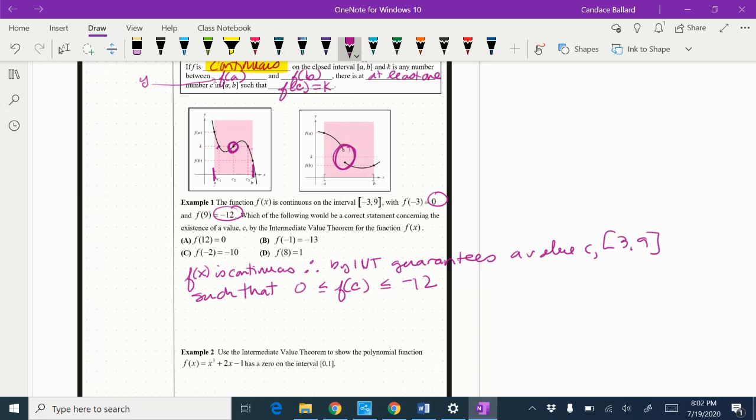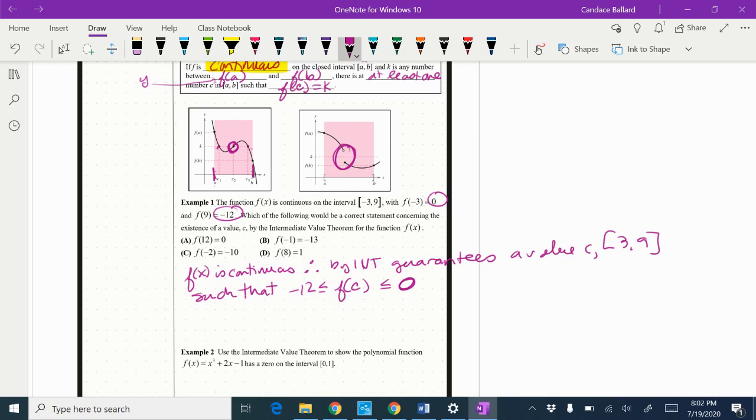I don't think that is in the right order, do you? So I think that it should actually be the other way around. It should be from -12 to 0. So I have to figure out a number that's between -12 and 0.